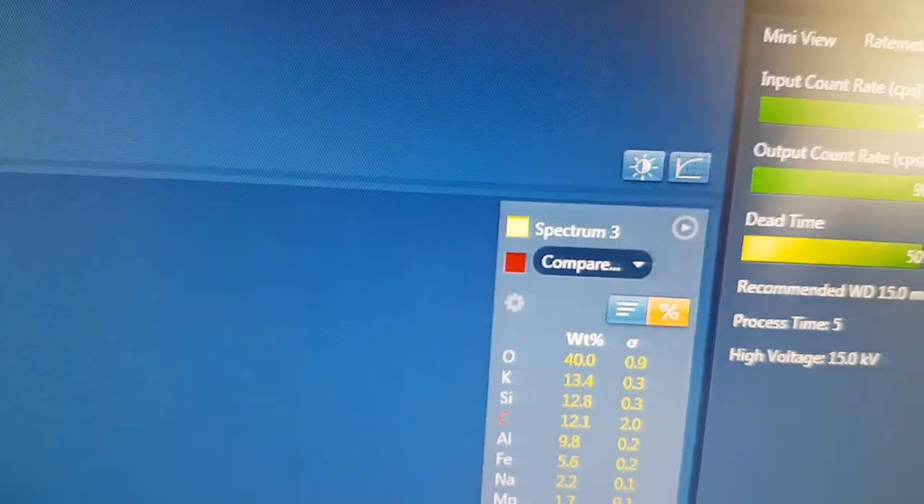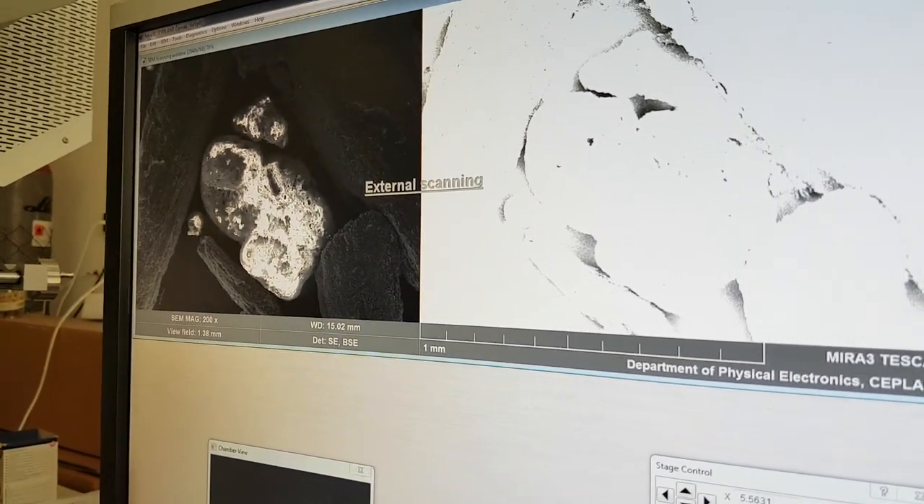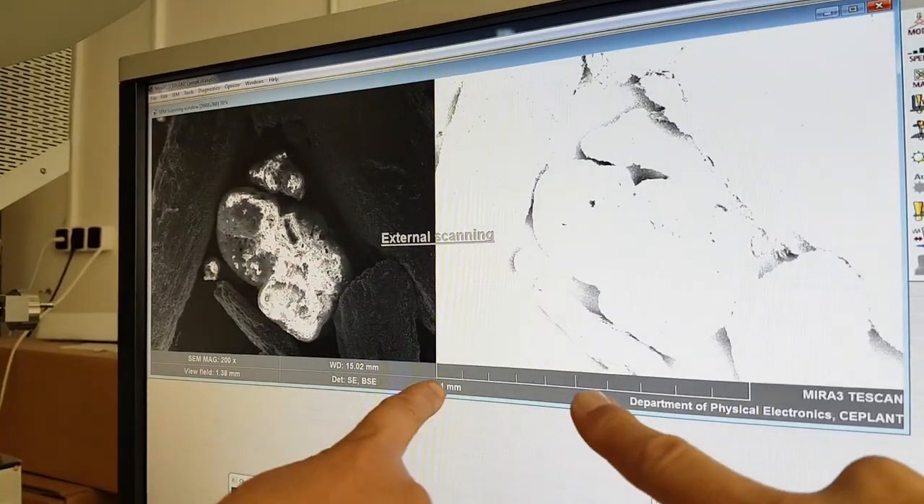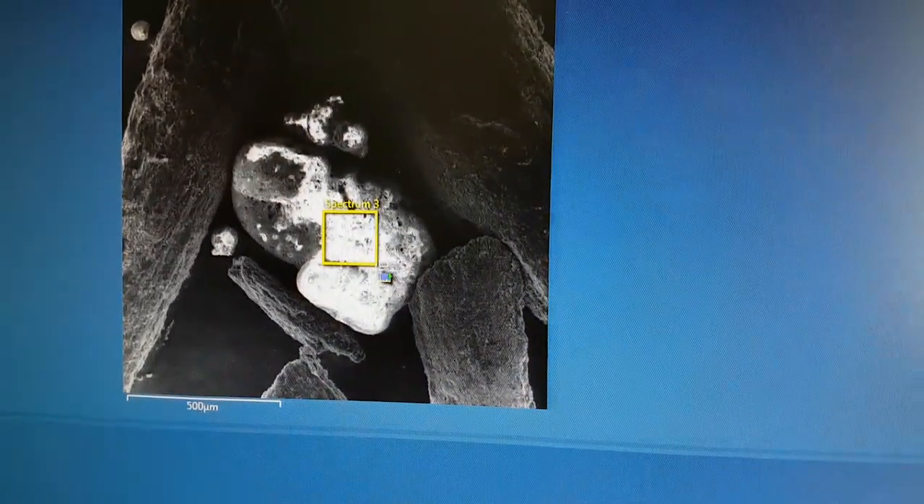How big is it? It's about a millimeter. No, half a millimeter, right? 500 microns? It's more than that, isn't it? Yeah, it's more than 500 microns. So there's the scale. One millimeter. So from this, 600 or 700 microns. Okay. That's a big lump of whatever it is.